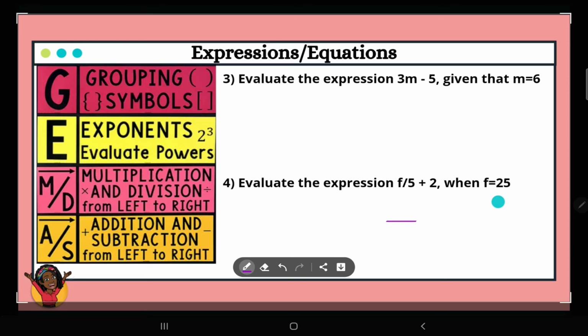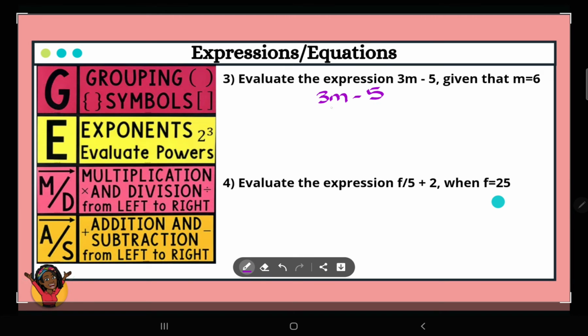Here we have some examples that require us to do more than one step. So we need to reference our order of operations, right? Our grouping symbols come first, then our exponents, multiplication and division from left to right, addition and subtraction from left to right. Number 3 says, evaluate the expression 3m minus 5 given that m is equal to 6.